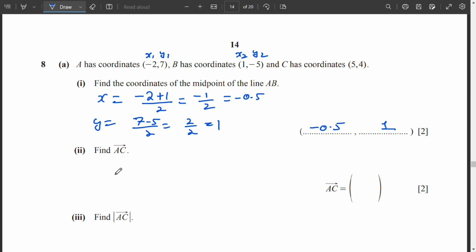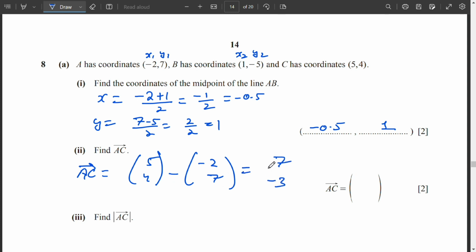Okay. Now they are saying find AC. See, this is actually a vector. For AC, we do the position vector of C, which is 5, 4, minus the position vector of A, which is minus 2, 7. Now 5 minus of minus 2 is 7, and 4 minus 7 is minus 3. So AC is 7 and minus 3.